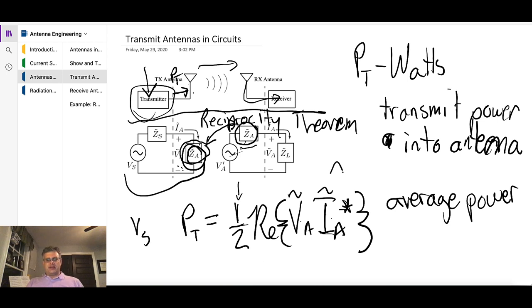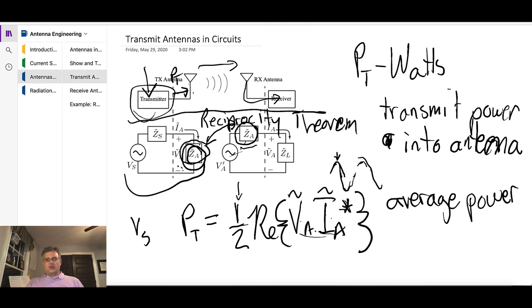The very peak instantaneous power occurs when this product is maximized instantaneously, and then we know that it's going to pass through zero, and you're going to get the opposite polarity, and then it's going to pass through zero again.